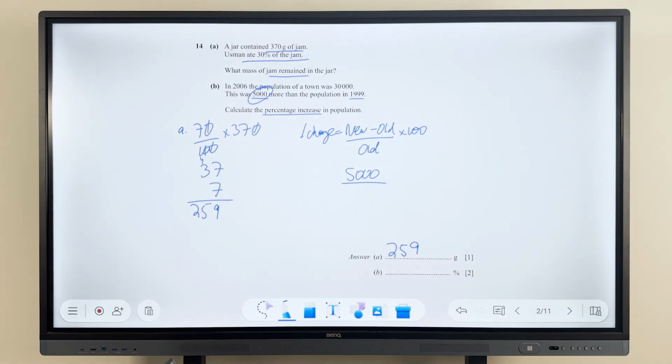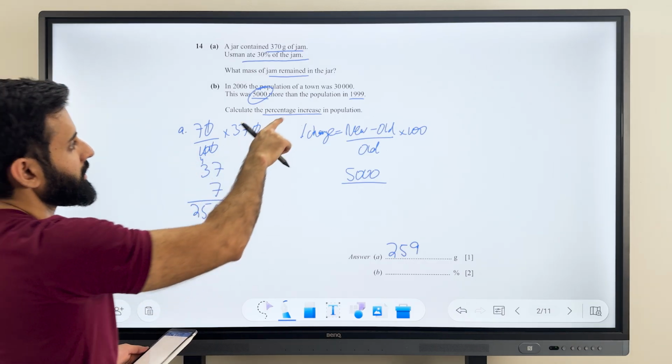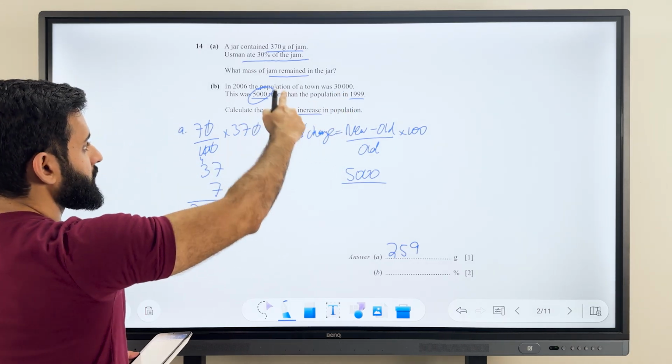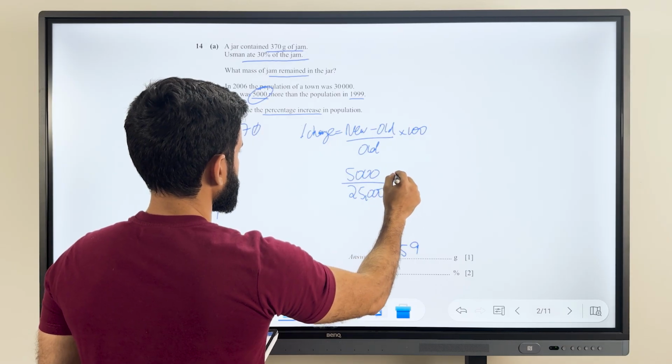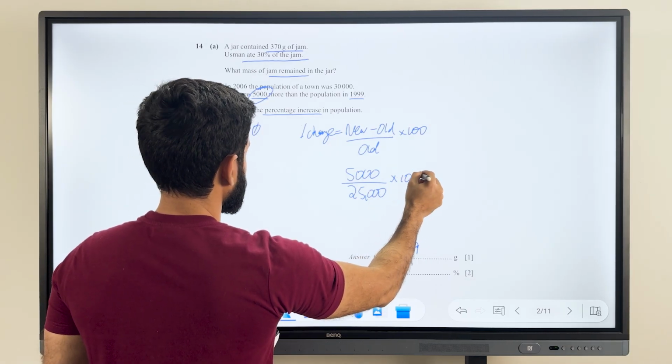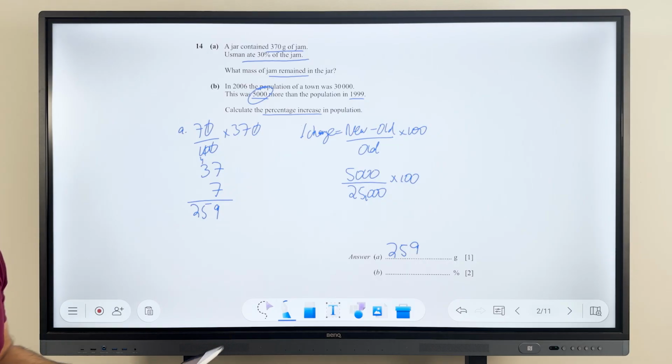We divide this by the original amount. So if 30,000 is 5,000 more, that means the old amount must have been 25,000, or the old population must have been 25,000. And since we want this as a percentage, we multiply it by 100.